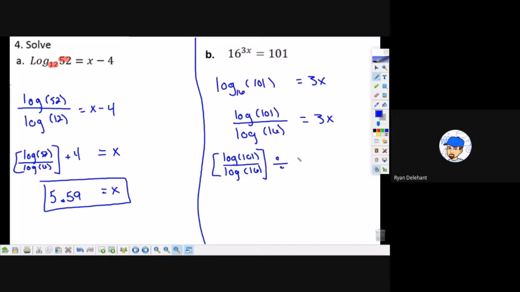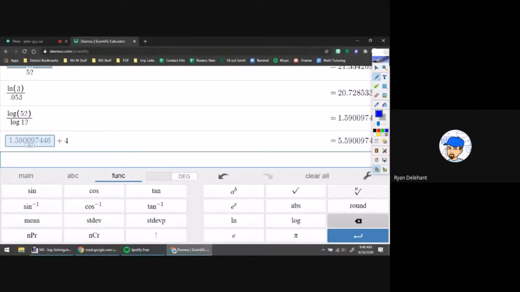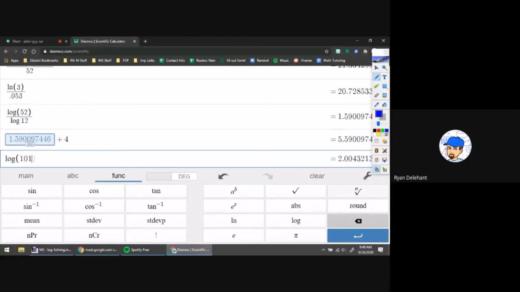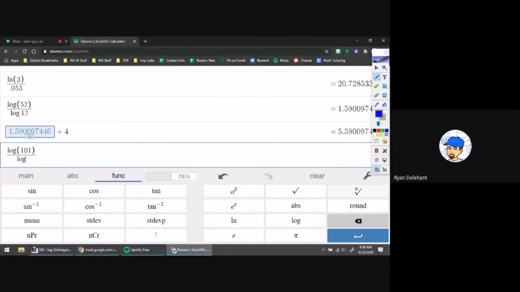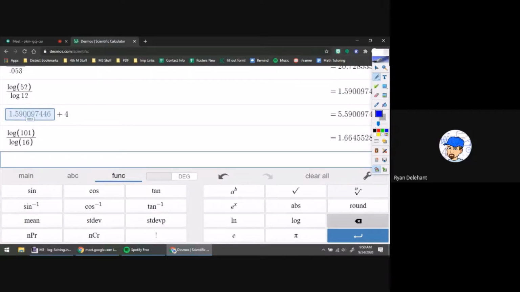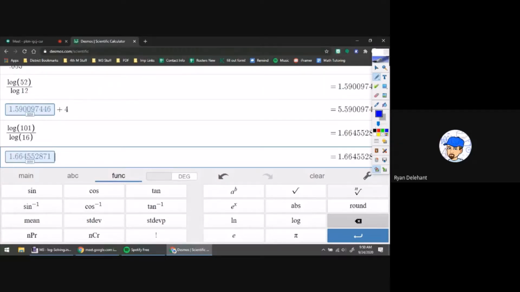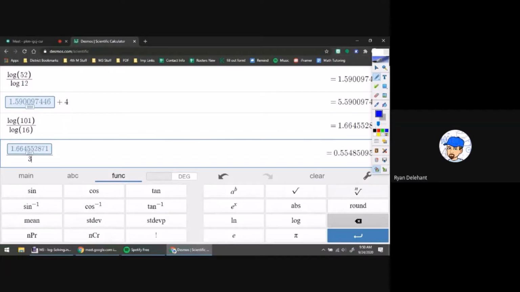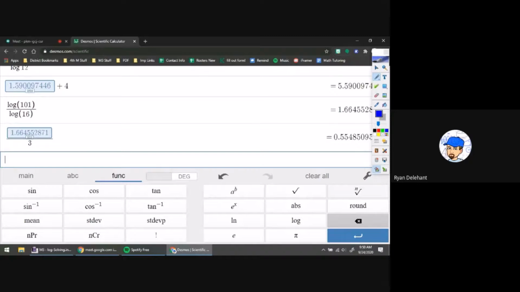So we put the divide by 3 after it. And we'll plug that in and we can find x. So log of 101 over log of 16. We get that answer, and we wanted to divide that by 3, and we get 0.554. So it's 0.55. We won't round up.